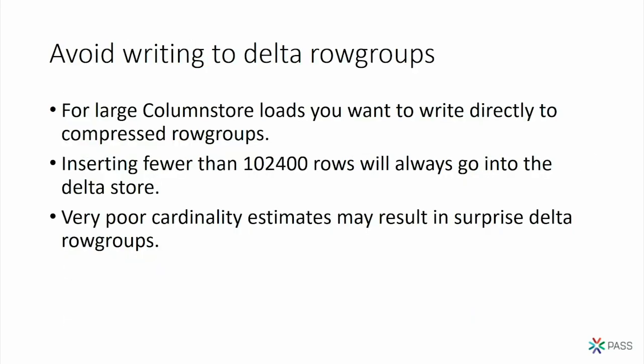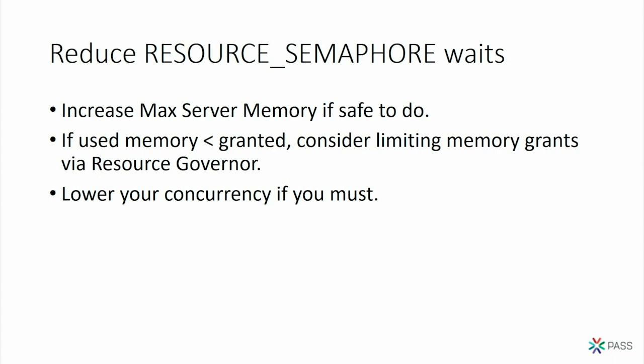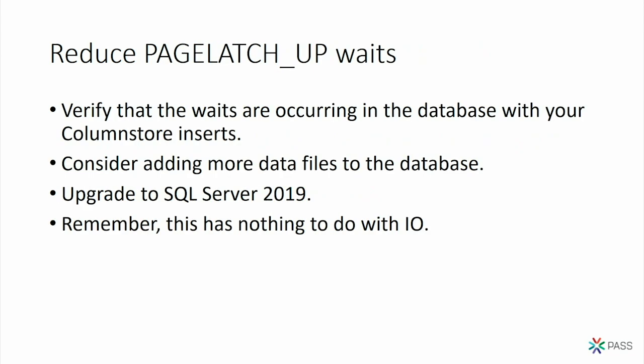So quick review: loading a lot of data, make sure inserts are more than 102,400 rows, and make sure your cardinality estimates are good enough. Got RESOURCE_SEMAPHORE waits, fix them. Increase max server memory, consider Resource Governor, consider concurrency, whatever you have to do. PAGELATCH_UP: figure out where the waits are happening, which database, which pages they're happening on, then address the problem. You might need more data files. You might need to upgrade to SQL Server 2019. This is not an I/O wait. It's pure logical contention.